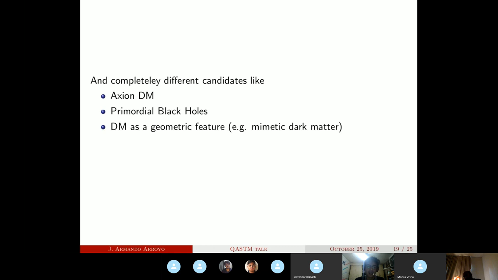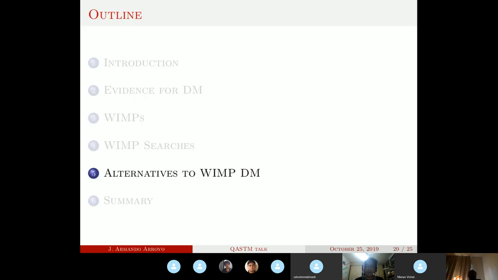And of course, there's the possibility that there's not actually a dark matter particle. It could be just a geometric feature, for example, in these modified gravity theories. Okay. Yeah. I'll explain briefly a couple of these.